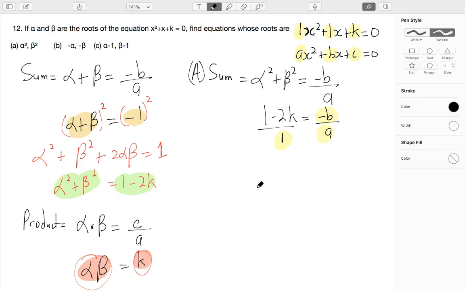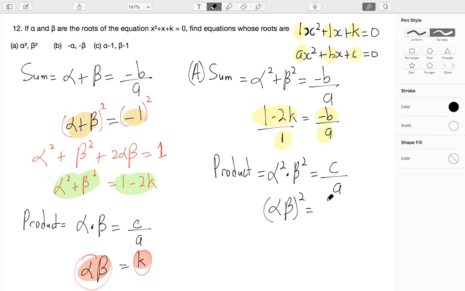And then finally, we haven't found c yet. So we found a and b for this new equation, and we need to find c. So let's work on that. For that, we use the product rule. The product is going to be the multiplication of these two, of course. So we have alpha squared times beta squared, which is c over a. We can rewrite this as alpha beta squared is equal to c over a.